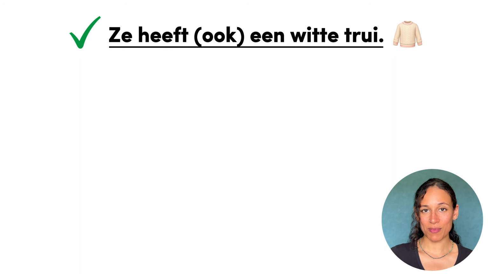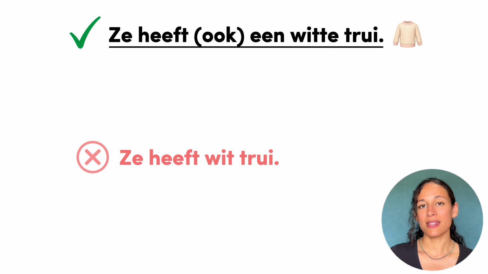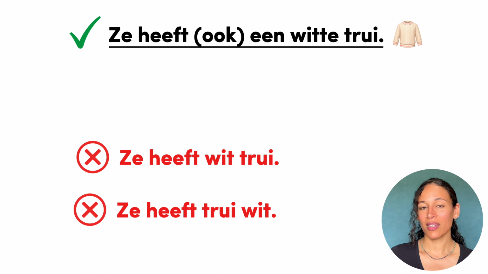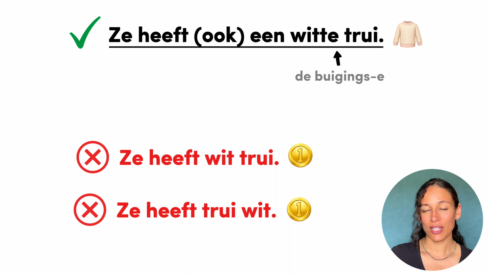Now, the first tip, even if you were to write ze heeft wit trui, or ze heeft trui wit, this would still score you a full point. That's because the subject and the verb are correct, and the sentence is still understandable despite being grammatically incorrect. So, for this exam, don't worry too much about the articles, like de, het, een. And also don't worry about what we call de buigings-e, which is the e that often gets added to adjectives.